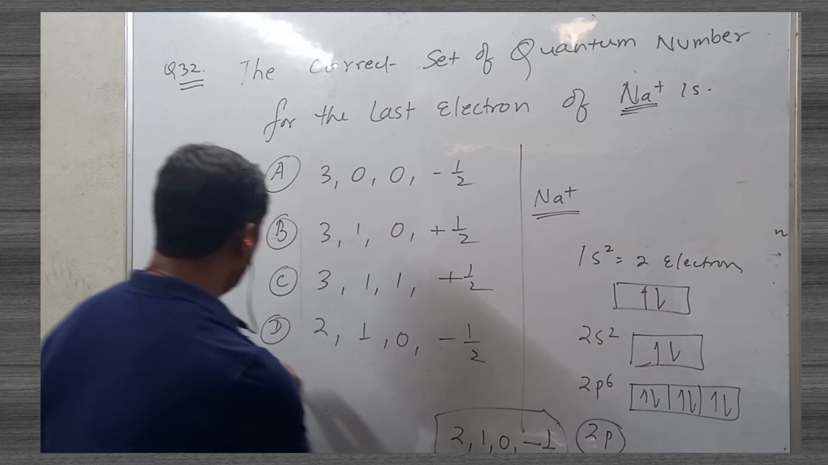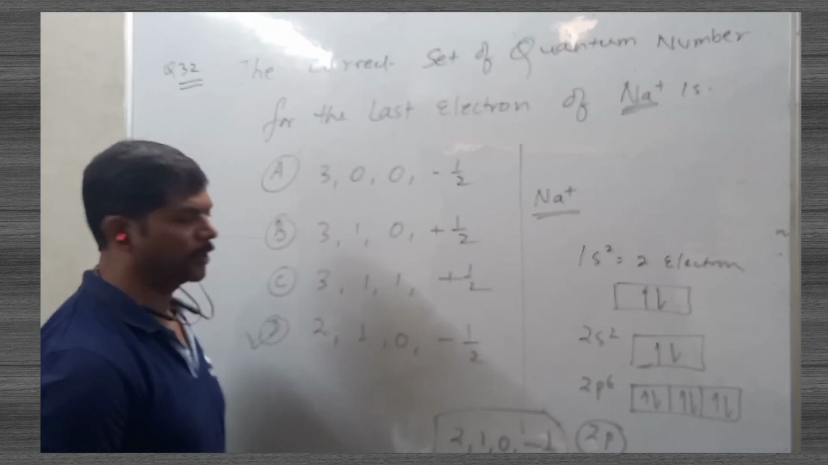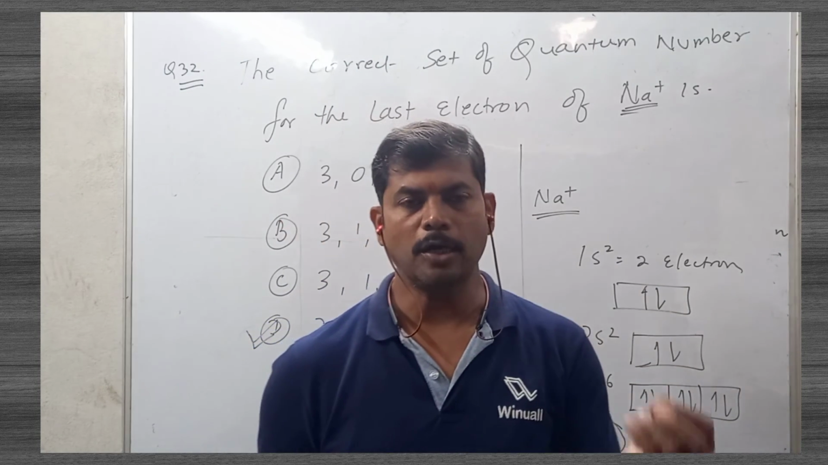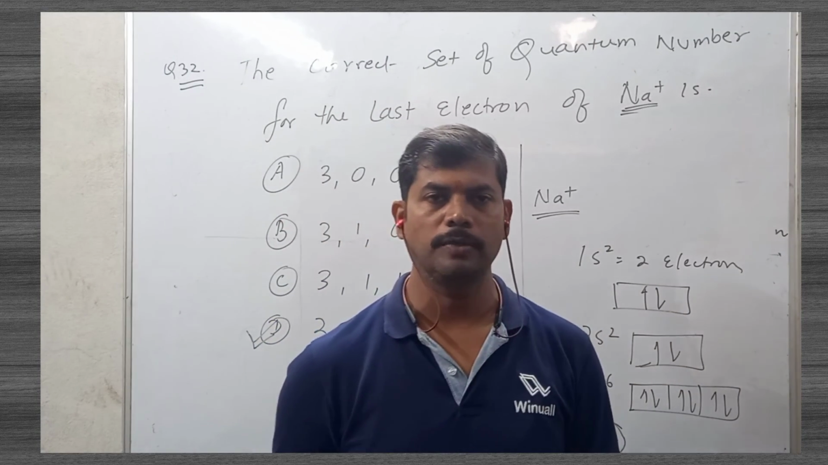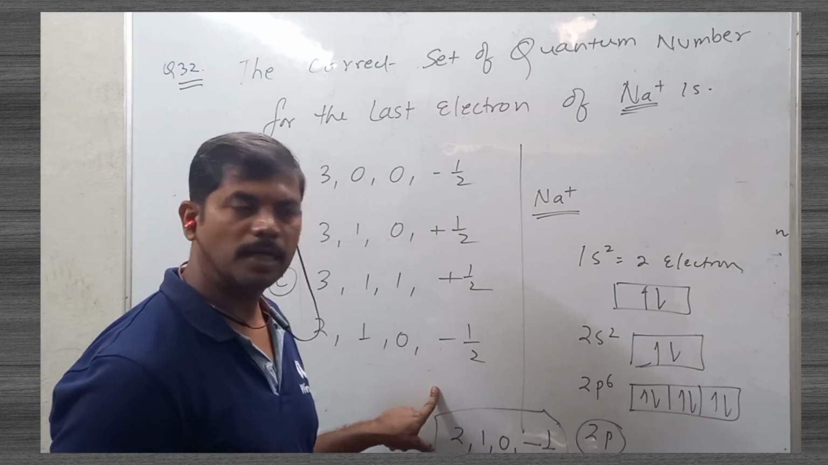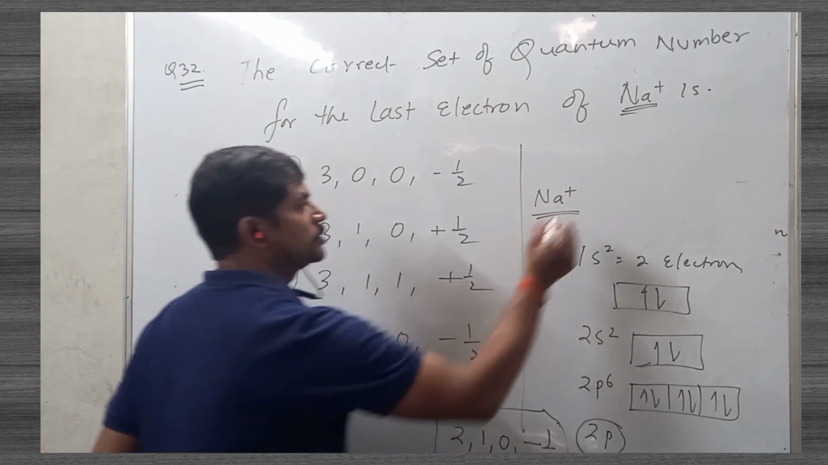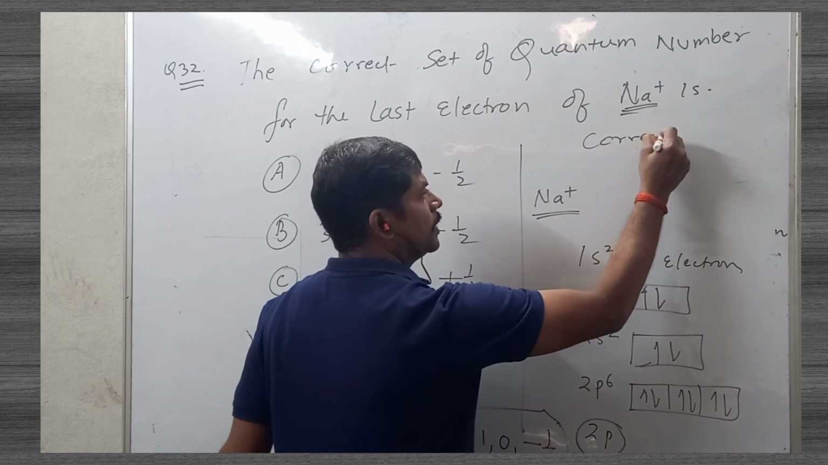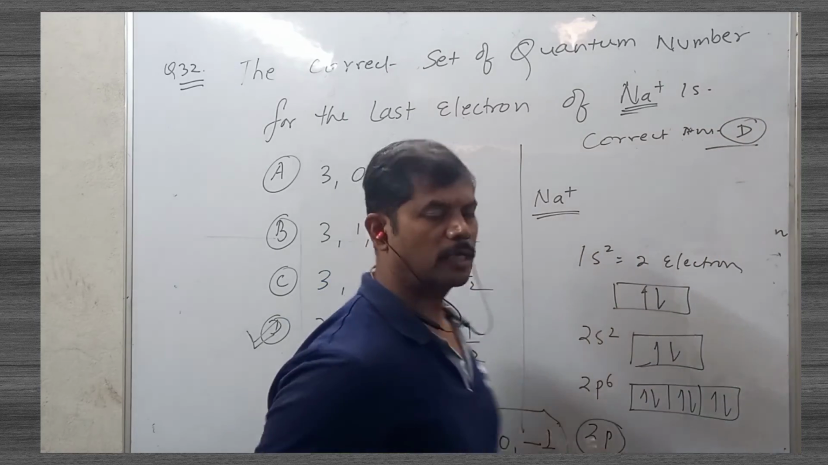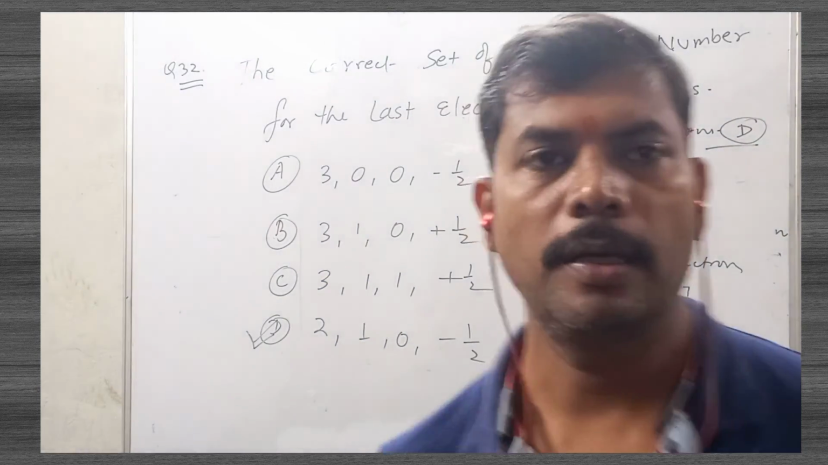So this is the final answer, that is D. I hope that the set of quantum numbers for the last electron will be 2, 1 and 0, and that is minus half. So the correct answer for this is D. I hope that students, you have understood this question.